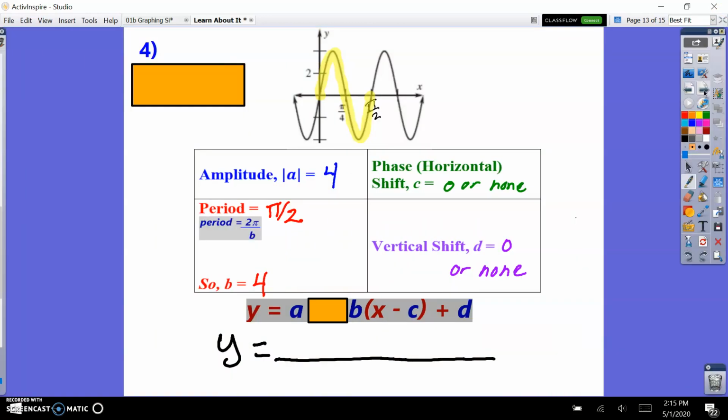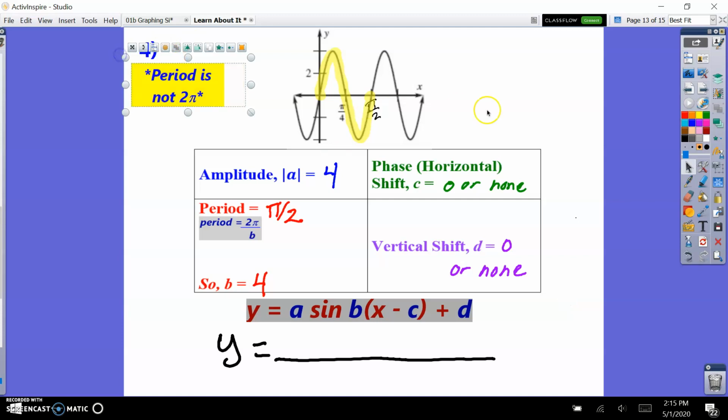Equation 4. Okay, so what's different about this one? So first we want to decide, is it a sine or a cosine? And you can see that I already highlighted the pieces that we were looking at. So this starts in the middle, which means it's a sine again. Okay, so this is a sine graph. So what is different about it is the period is not 2 pi. And we discussed this in the previous video.